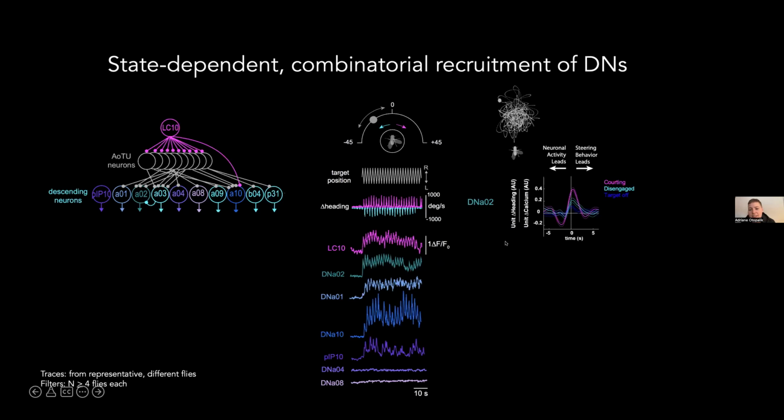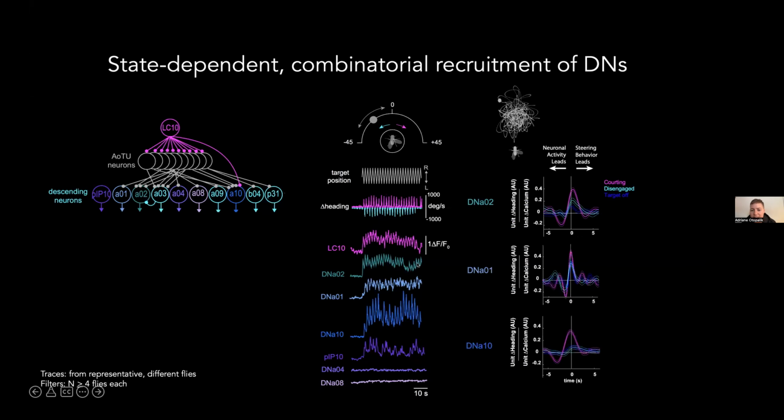And from these data, I can generate something like this. This is a filter for DNa02 that relates the animal's steering behavior, or heading, with DNa02 calcium activity. Basically what this is showing is that there is indeed a linear relationship between DNa02's activity and the heading, such that the neuron's activity essentially precedes or predicts the steering behavior of the animal. What's interesting about DNa02, for example, is that although it is correlated with the steering behavior of the animal even when the animal is not courting, the gain of this relationship is increased once courtship begins.